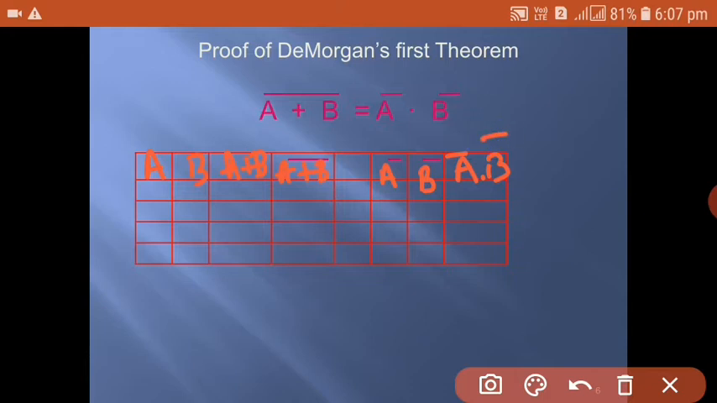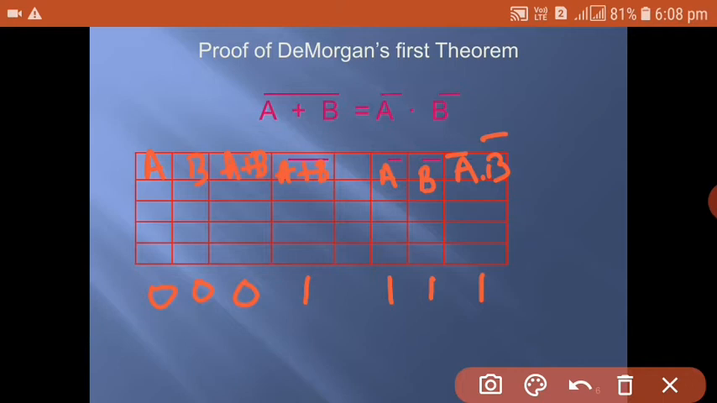We will see the truth table and proof. The first combination is 0 0, and for 0 0, a plus b will be equal to 0 and its complement will be 1. So a plus b whole bar will be equal to 1. For a equal to 0, a bar will be equal to 1, and for b equal to 0, b bar will be equal to 1, and a bar into b bar, 1 into 1, will give you 1. So this is the first combination of AB, that is the 0 0 combination.